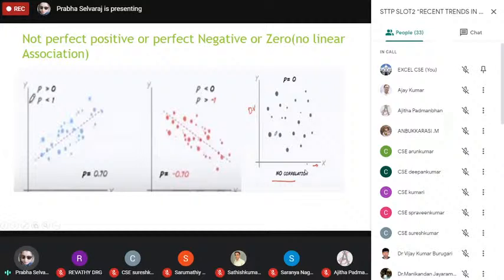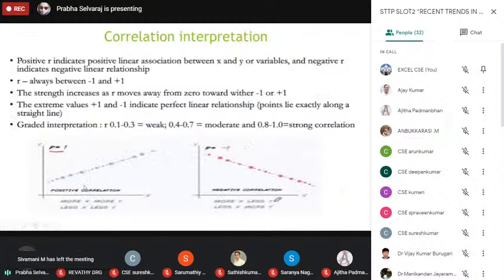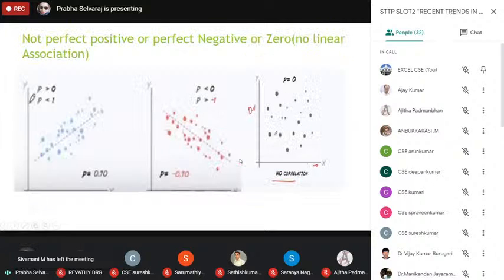And the third diagram, no correlation at all. P is equal to 0. You are not able to fit any line. All the points are scattered. So these are all the cases of correlation.